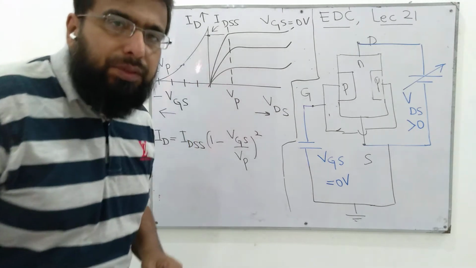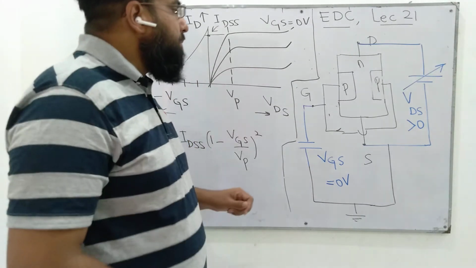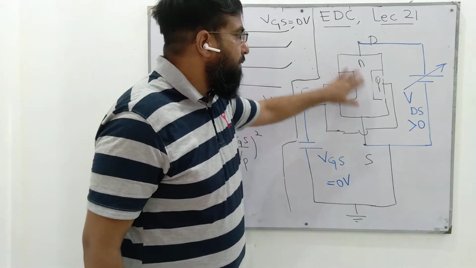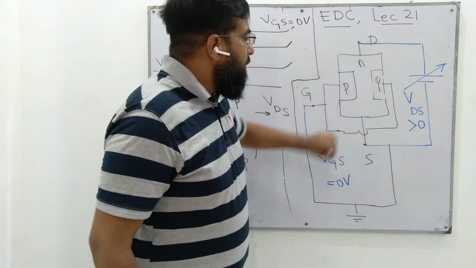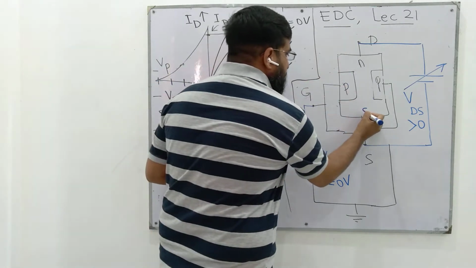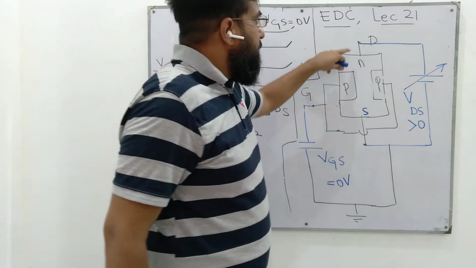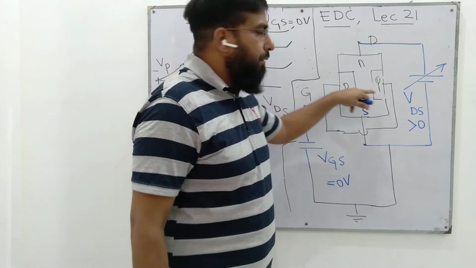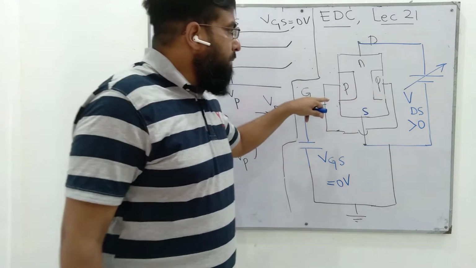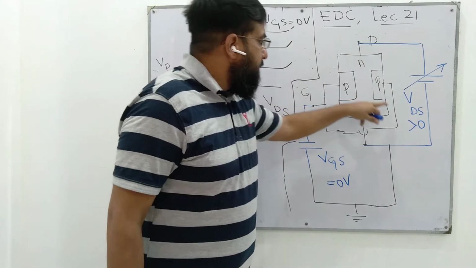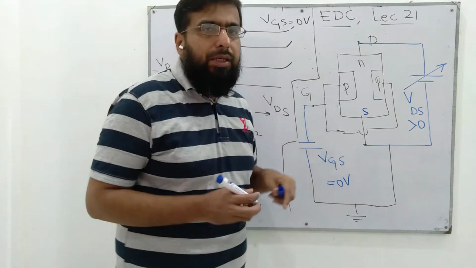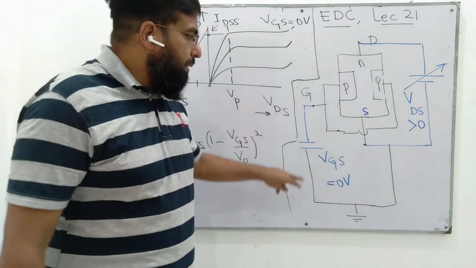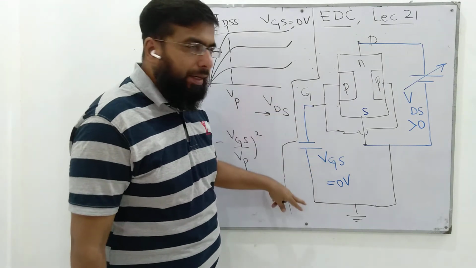In the last lecture, we studied that the structure of a JFET is such that we have an N channel connected to drain and source terminals from its top and bottom, and we have two P type materials. They are connected together and collectively form the gate terminal. In the last lecture, we applied VGS equal to 0 volts at the gate.